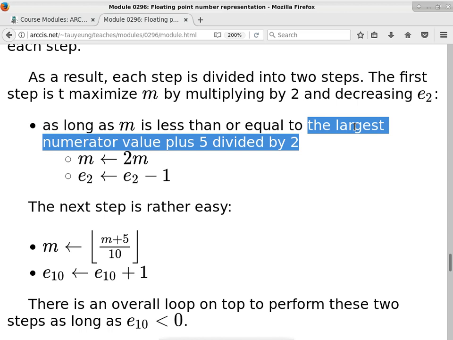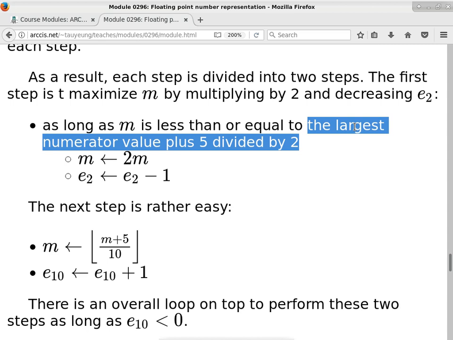Okay, so how do you find the largest numerator value? If I tell you the numerator is a 32-bit unsigned integer, all zeros, 2 to the power 32... well, I would Google. 2 to the power 32 minus 1. I would just Google.